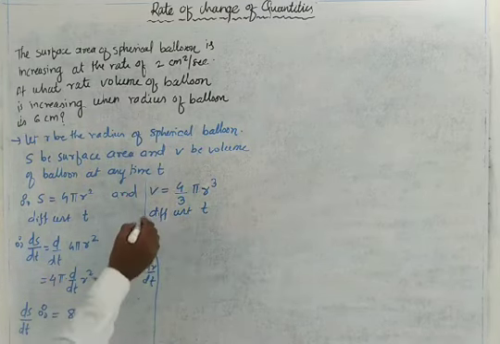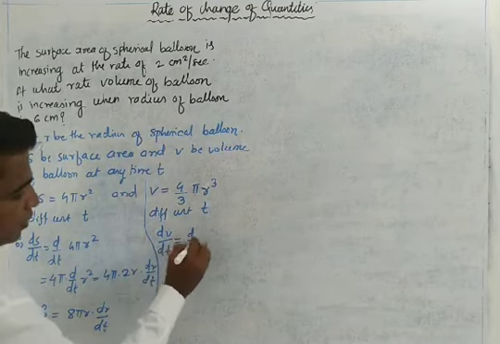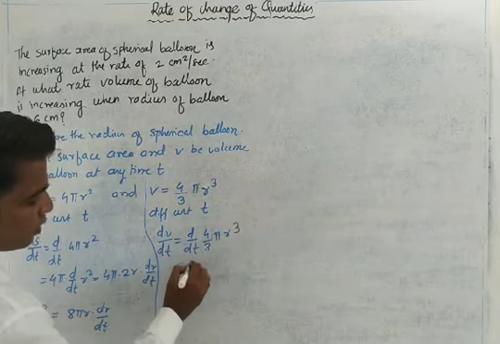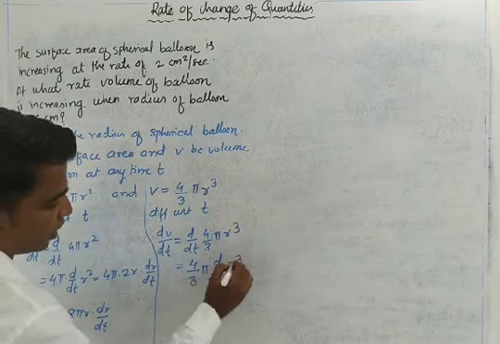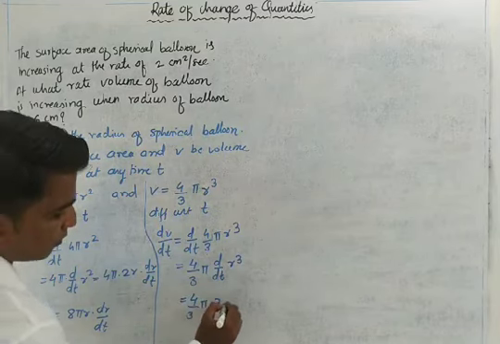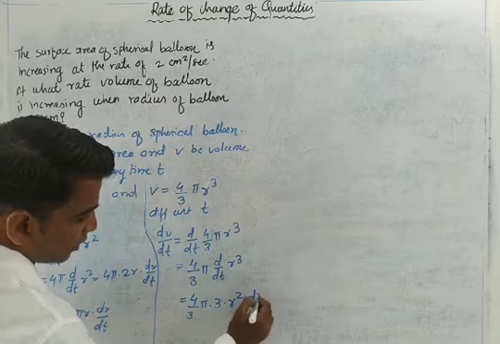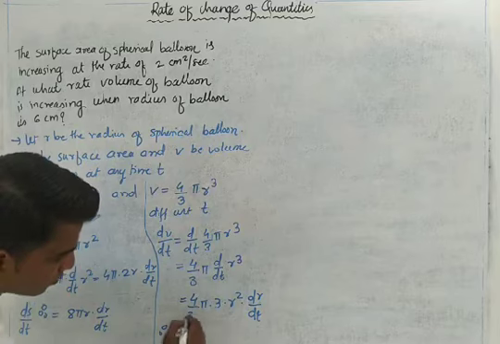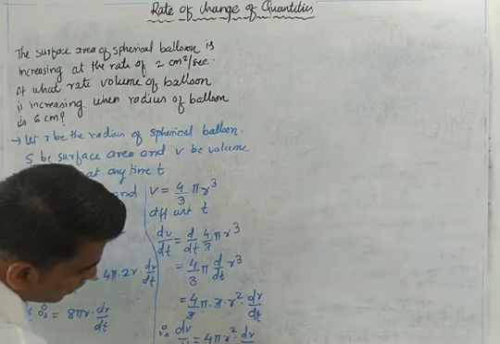In a similar way, we will differentiate the volume. The change in volume with respect to time t is equal to d by dt of 4 by 3 pi r cube. Now 4 by 3 pi is a constant term, so we have to find d by dt of r cube. Using the x raised to n formula, the derivative of r cube is 3 into r square into dr by dt. Therefore dV by dt is equal to, this 3 gets cancelled, 4 pi r square dr by dt.